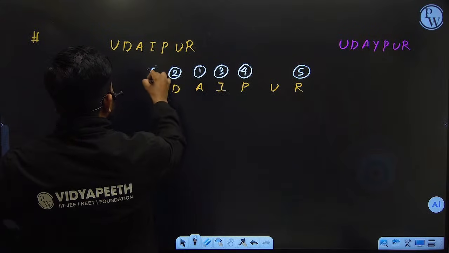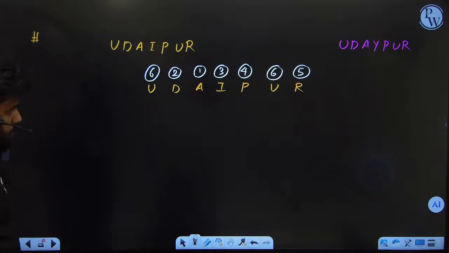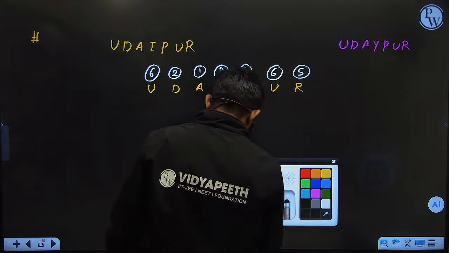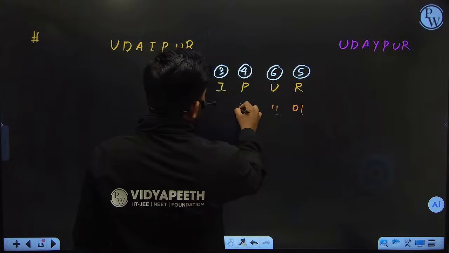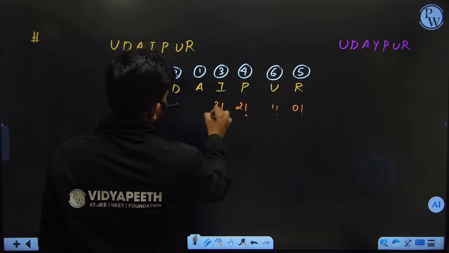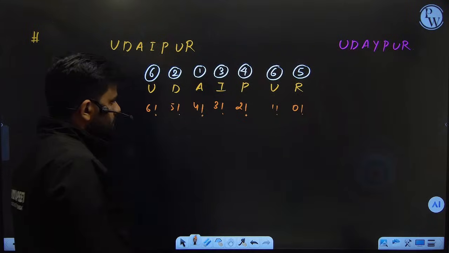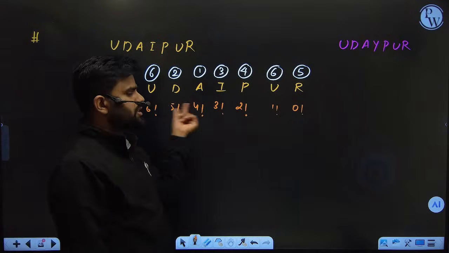In this question, U is repeating twice, so we will mark both the U as 6. Now the first row is similar in all the questions. It will be 0 factorial, 1 factorial, 2 factorial, 3 factorial, 4 factorial, 5 factorial and 6 factorial. So it will be the same. If more letters are there, we'll continue in this ascending order.